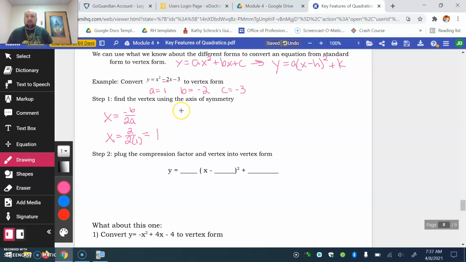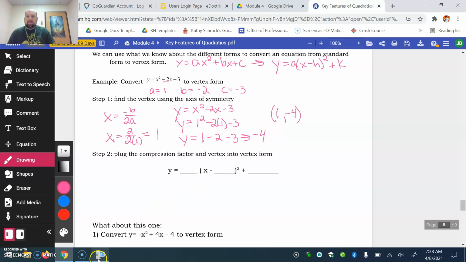Now, I plug that 1 into my formula, my x squared minus 2x. I'm using the original formula here, and I'm going to substitute 1 in for x. So 1 squared minus 2 times 1. And I know some of you are probably getting a headache and saying, oh my God, I'm not going to remember this. Relax. It'll be okay. And that is -4. So my vertex is 1, -4.